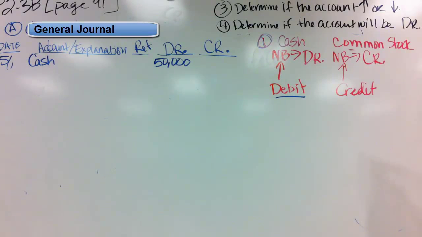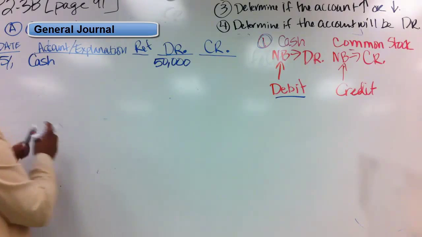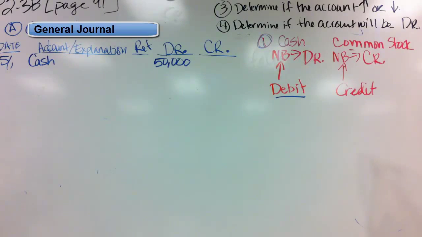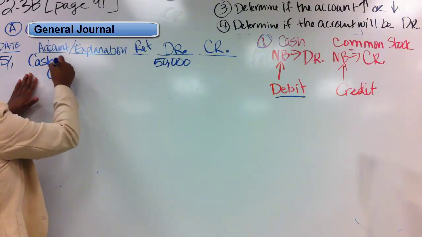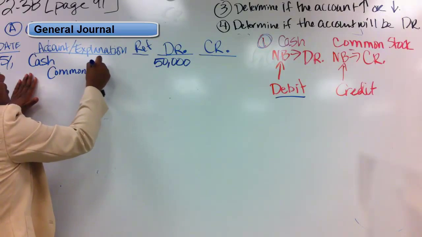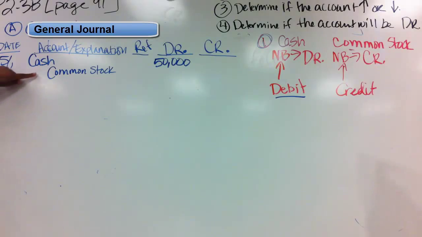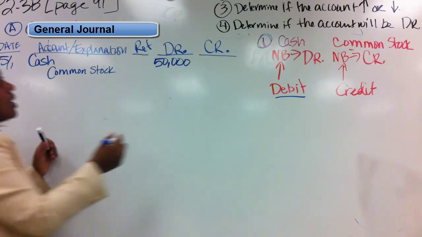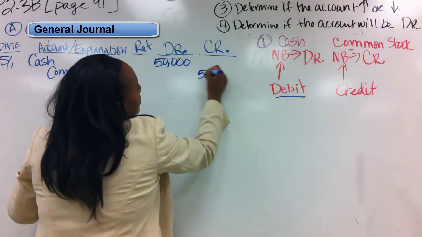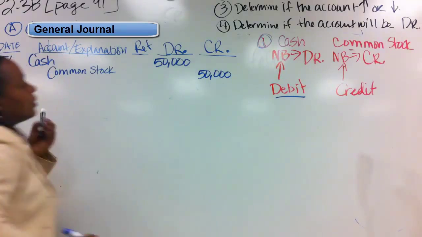And what do we do next? We're going to credit common stock. So we are going to indent, so tab over, and list common stock on the second line, indented to indicate that we are crediting it, and then we're going to put the $50,000 on the credit side.